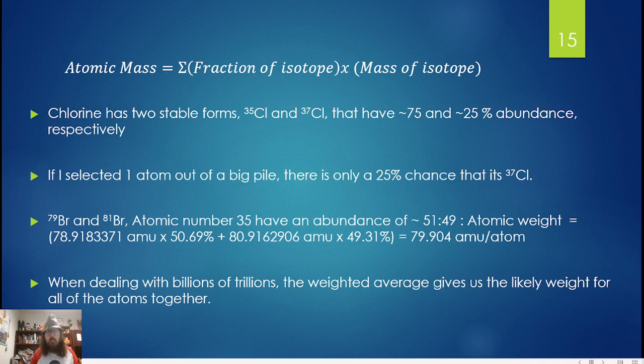This is incredibly useful when we're dealing with large quantities of atoms, because we're dealing with billions and trillions of atoms. So the likelihood of getting just one isotope is very low. And so we have to take this into account. This is the problem. For example, if you've seen the movie Oppenheimer, they had to make the bomb.